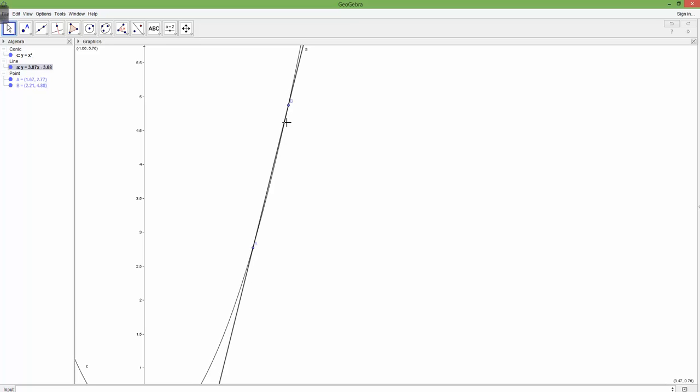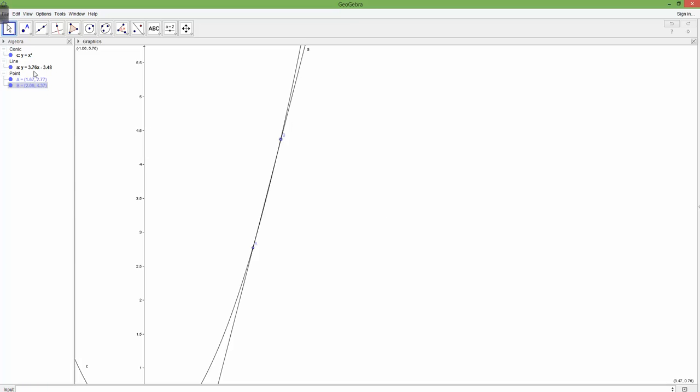Now, you might notice that that line sort of hugs that curve pretty nicely, and that line is not a bad idea of what the slope would be at point A. Now, I think we could get a better idea of what the slope at point A is, maybe if I could move point B a bit closer to A.